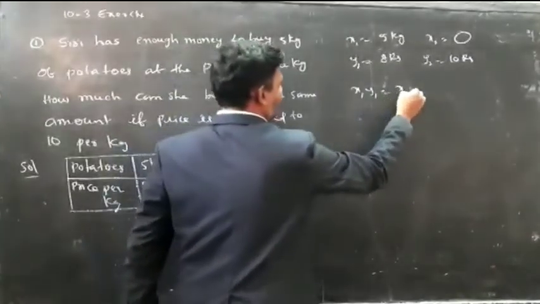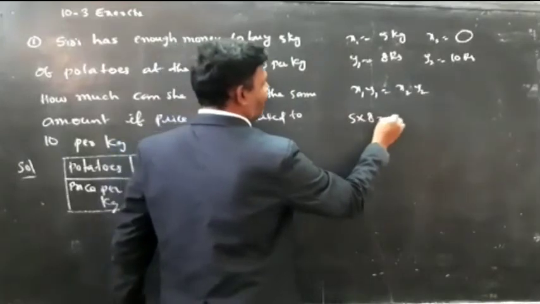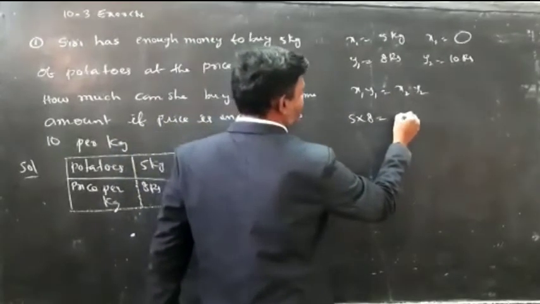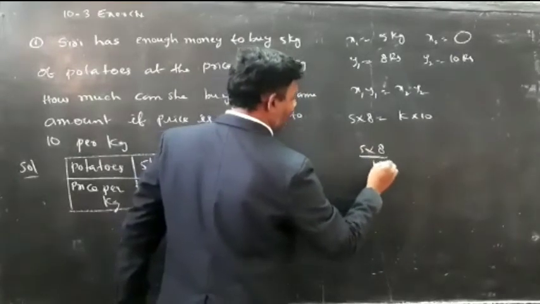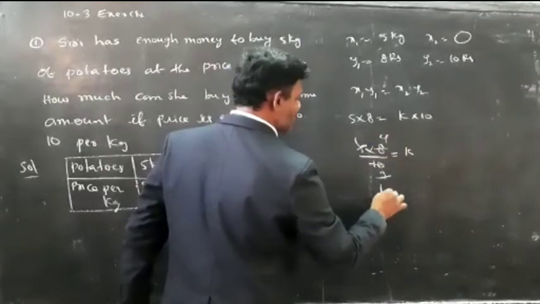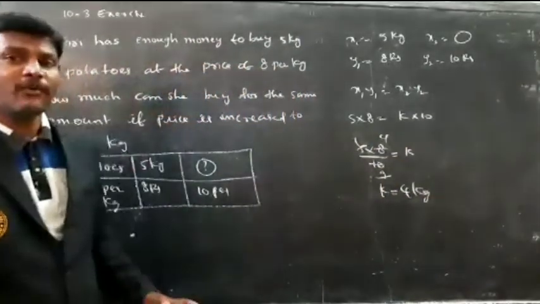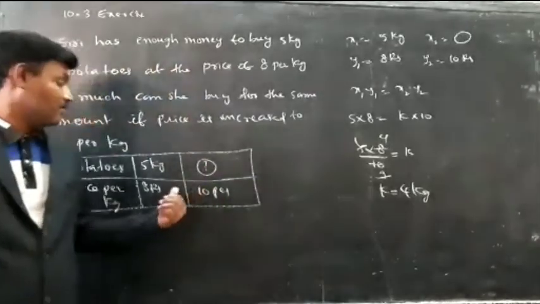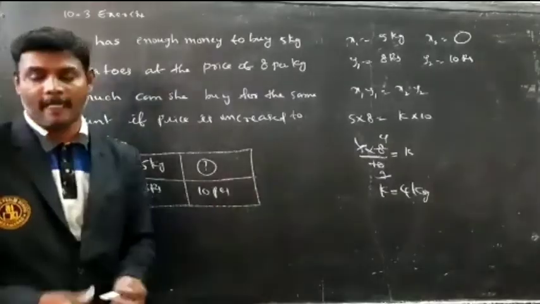So what can we write here? x1 y1 is equal to x2 y2. 5 into 8 is equal to k into 10. Then 5 into 8 by 10 is equal to k. 5 1s are 5, 5 8s are 40, 10 4s are 40. K is equal to 4 kg. She can buy only 4 kgs if the price per kg increases from 8 rupees to 10 rupees.